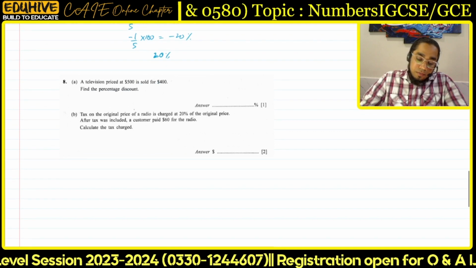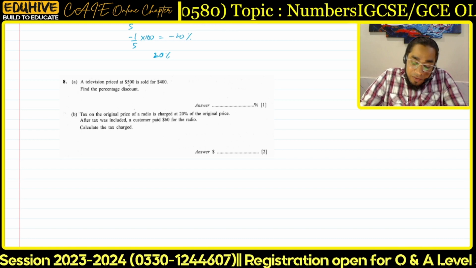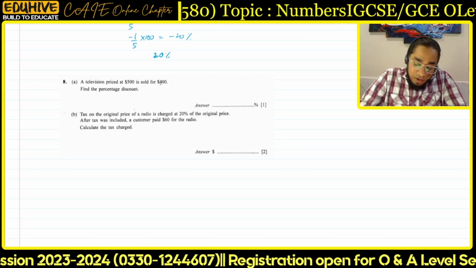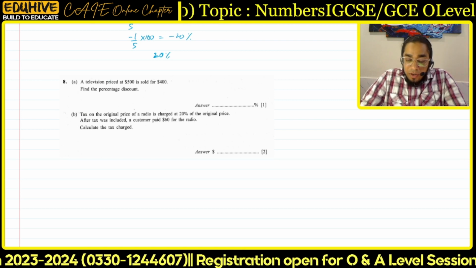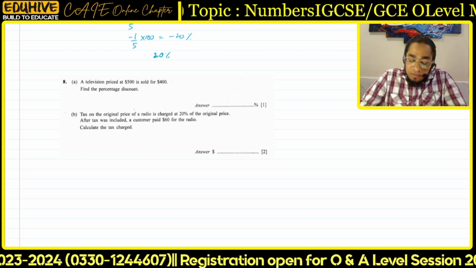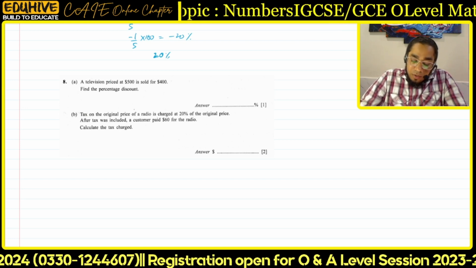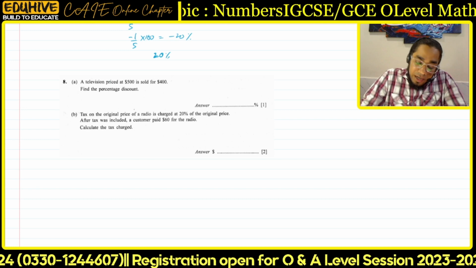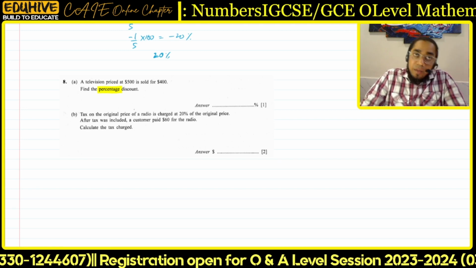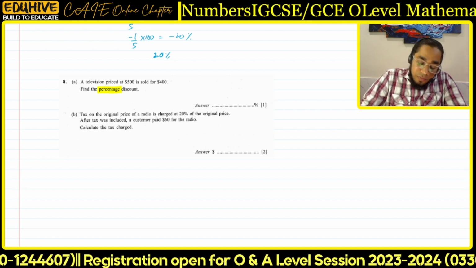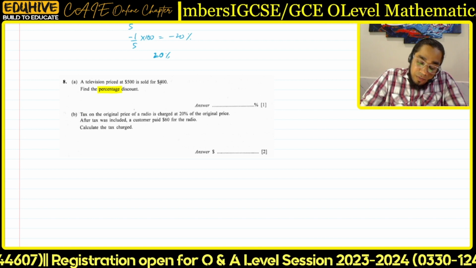Okay. A television priced at $500 is sold for $400. Find the percentage discount. Here you can see there is a part of profit loss and discount. You can see that question, and here they want to know the percentage discount. So it means we are highlighting the main thing, that is percentage over here, and percentage is the main important thing that we are going to solve.